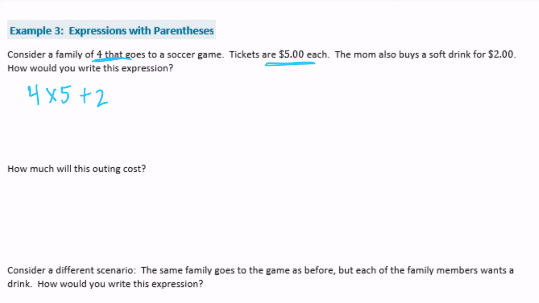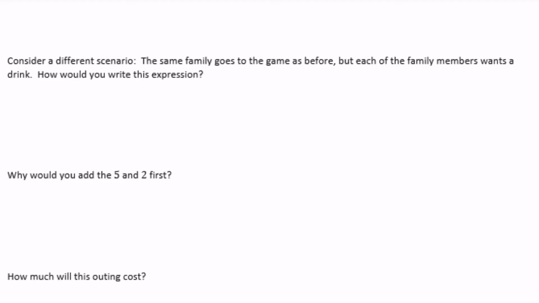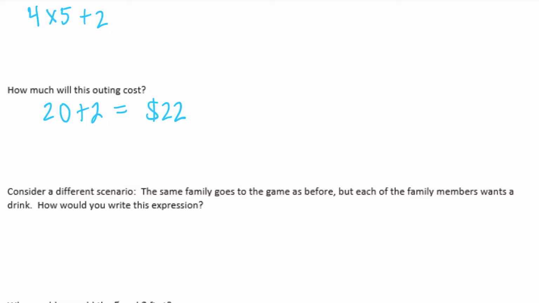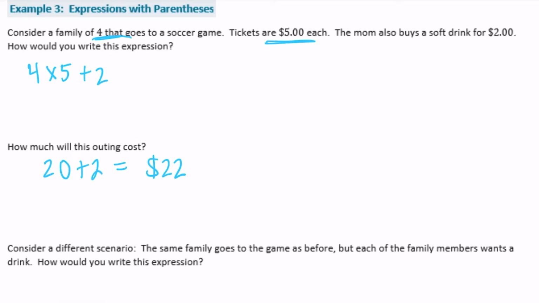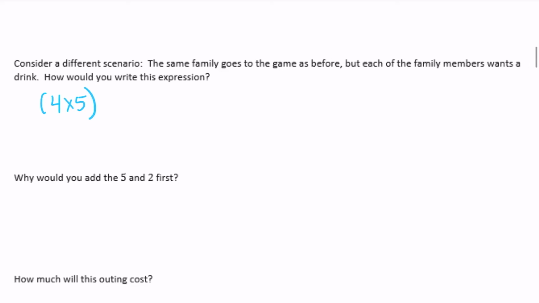So how much would this outing cost? Well, 4 times 5 would be 20 plus 2, so it would cost $22. Consider a different scenario. The family goes to the game as before, but each of the family members wants a drink. How would you write this expression? So there's different ways to do it. Remember, each person costs $5. So we still have the 4 times $5, but this time everyone wants a $2 drink. So we could add to it 4 people times 2 drinks. That's one way to write it.